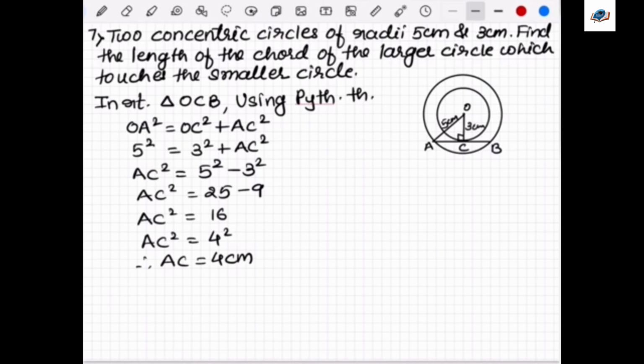But I have still got only AC and I want AB. So AB equal to AC plus CB. But if I draw again the radius OB from the center to touch point B, it will be the same. So I can say CB will be equal to CA. So I can say AB will be equal to 4 plus 4, that is 8 centimeter.